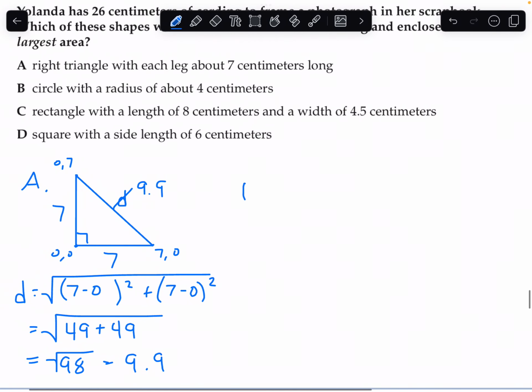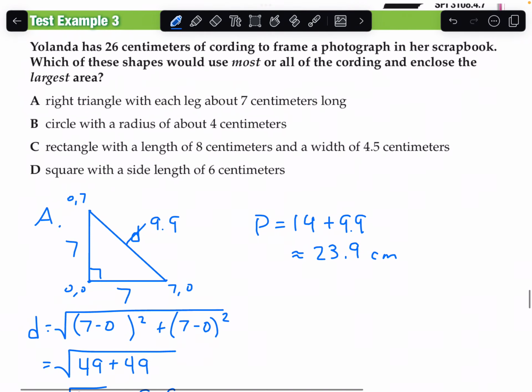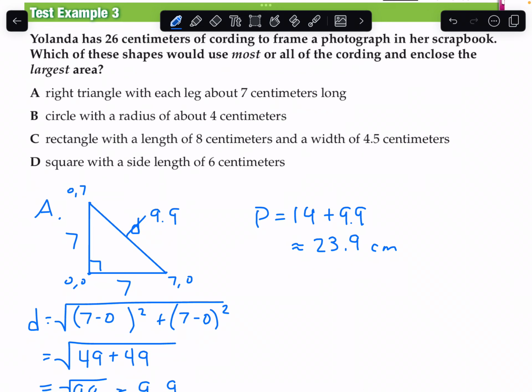Which means our total perimeter of the shape is 14 plus the 9.9, which is approximately 23.9, and we have 26 centimeters, so it's almost 24. We have about 2 left over.